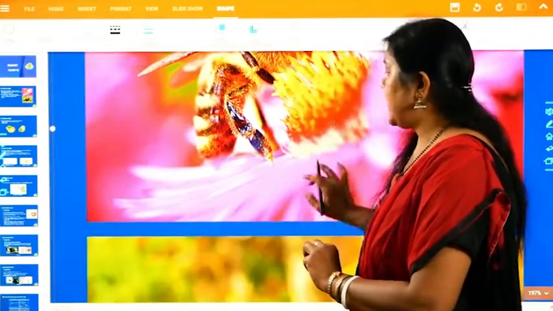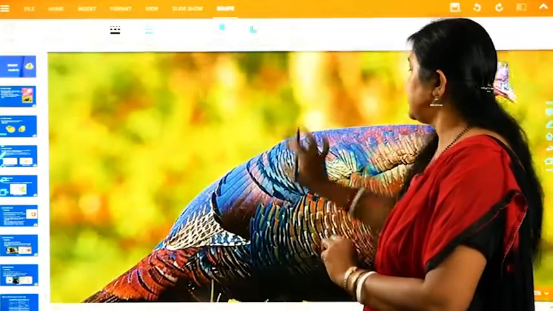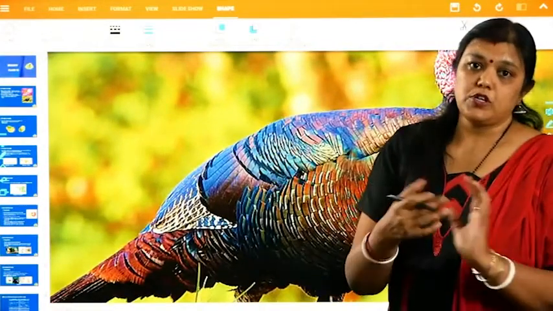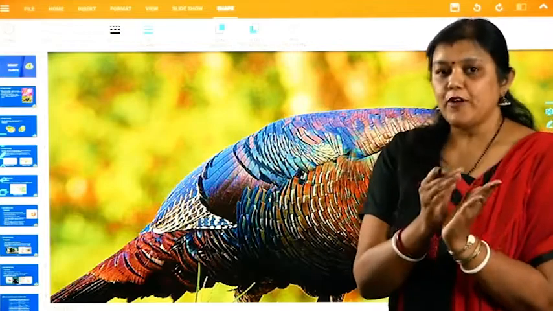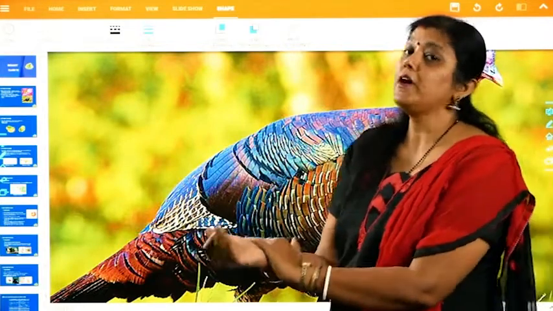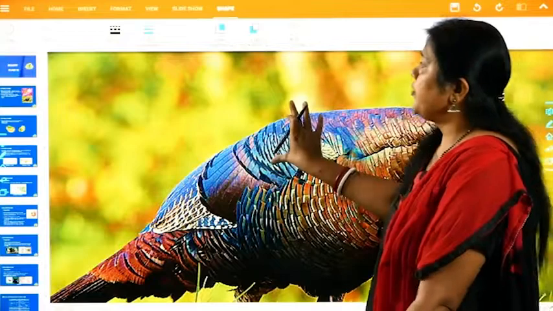What about plants? I will tell about plants as well. This is the example of a turkey, which also reproduces this way. The egg without fertilization can form a new organism. Okay, I hope you got this.